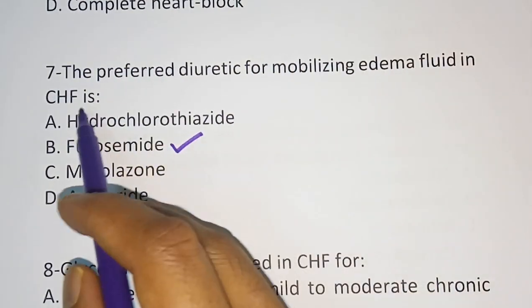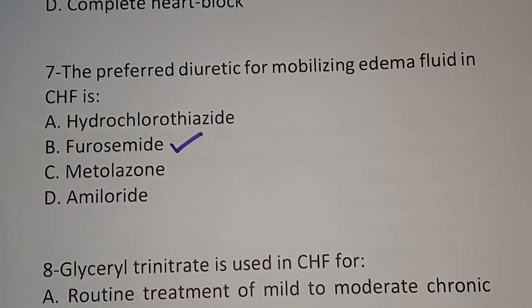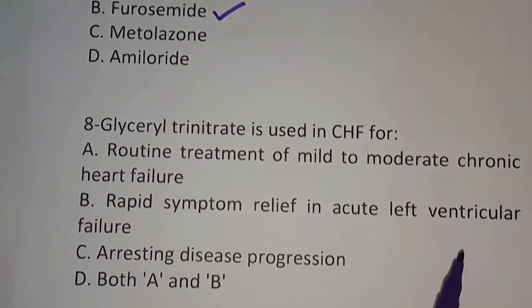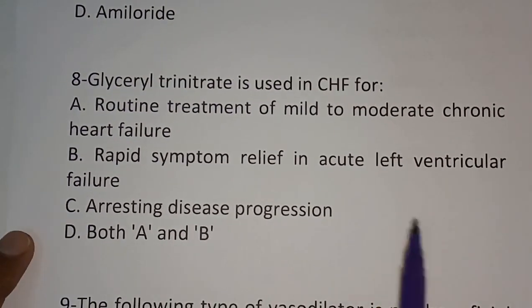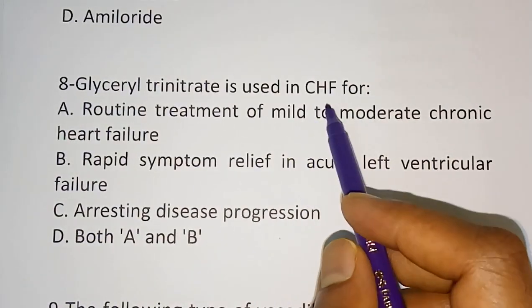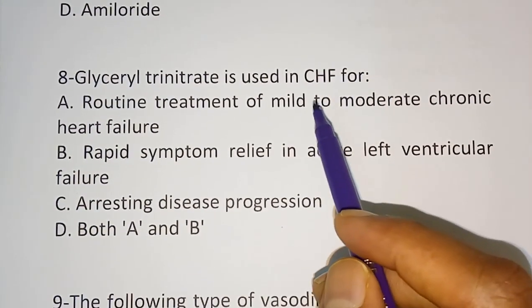Furosemide is useful in this case. Now we will move to the next question. Question number 8. GTN, that is glyceryl trinitrate, is used in the CHF for.